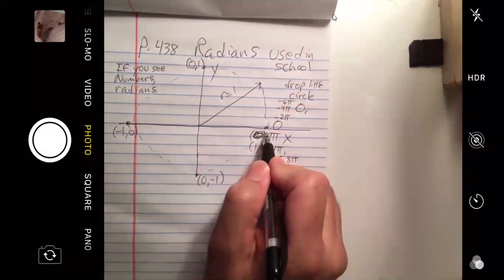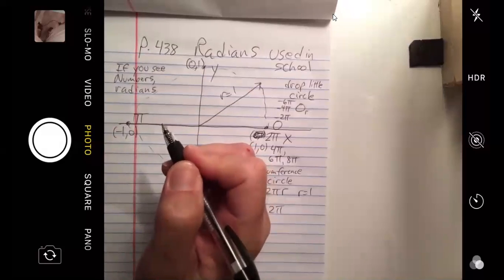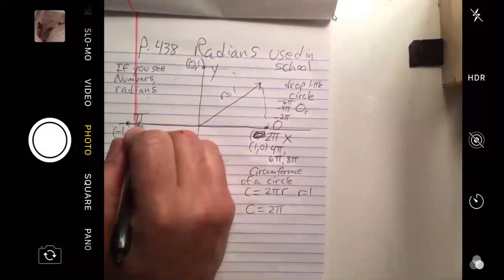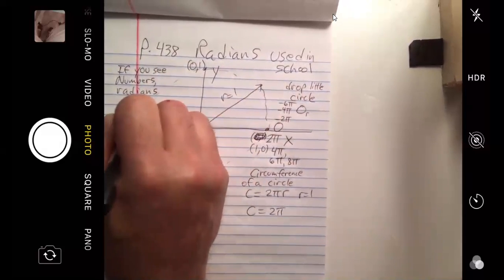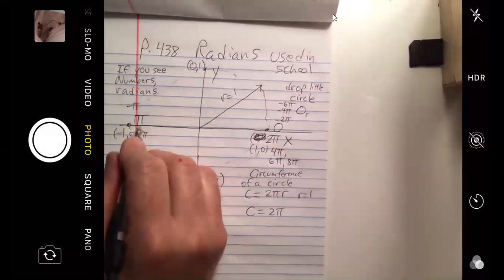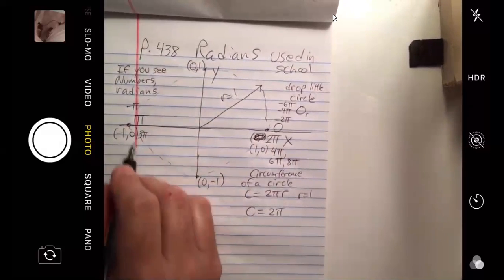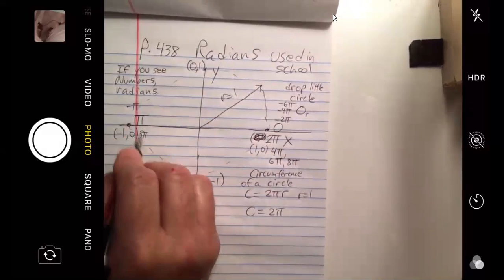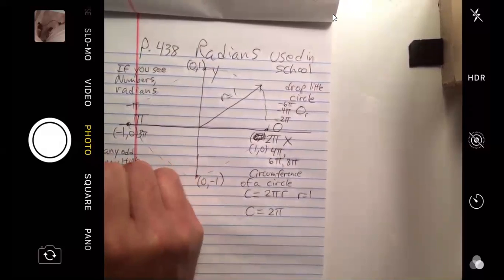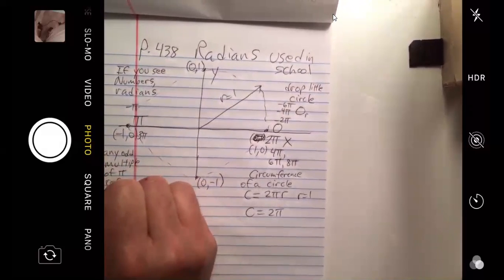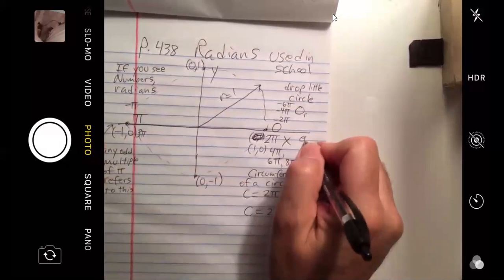Well, if this is 2 pi, halfway, you're at pi. Once again, that could be 3 pi: add 2 pi around, and you could be at 3 pi. You could be at -pi. All refer to the same spot. 5 pi. Any odd multiple of pi refers to this. These are even multiples of pi.